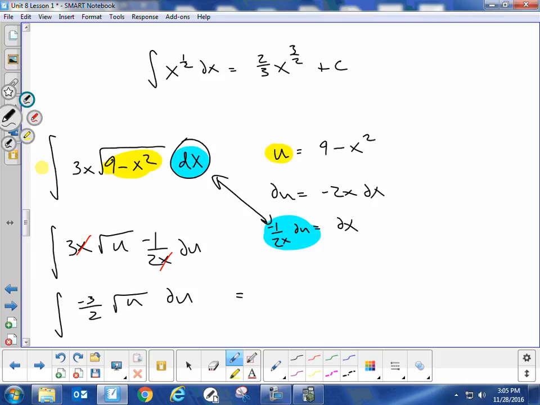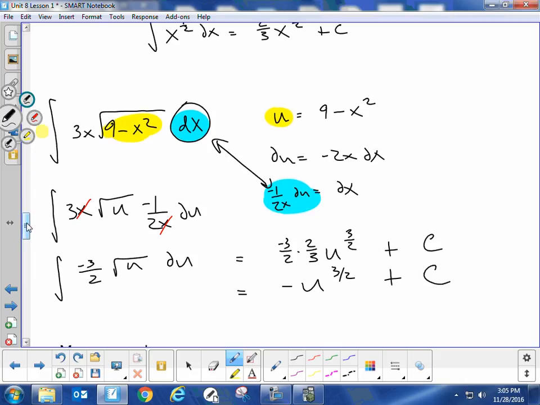So here, the antiderivative of negative 3/2 root u will be u to the 3/2, and then 2/3 will be multiplied by this negative 3/2, which works out nicely, plus a c, giving me just negative u to the 3/2 plus c, which is my antiderivative, but topping it off would be to take what u is equal to and subbing it back in at the end.